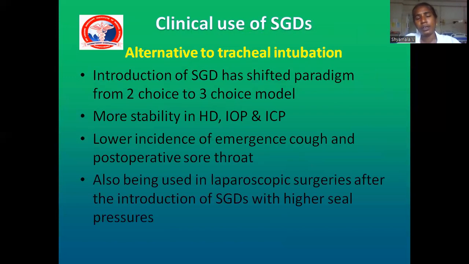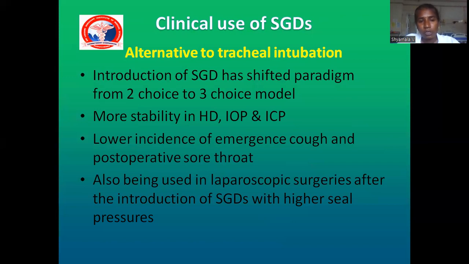Then moving on to the clinical uses of supraglottic airway device. It's usually used as an alternative to tracheal intubation. As I told, instead of intubating and putting the endotracheal tube into the trachea, here we are avoiding the trachea. We are just placing the supraglottic airway device just above the trachea, that is in the supraglottic space. Main thing, after the introduction of supraglottic airway device, it has shifted the paradigm from a 2-choice to a 3-choice model.